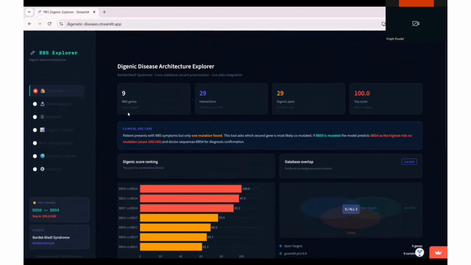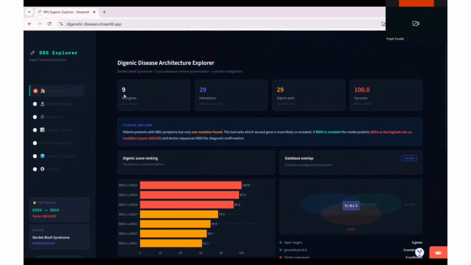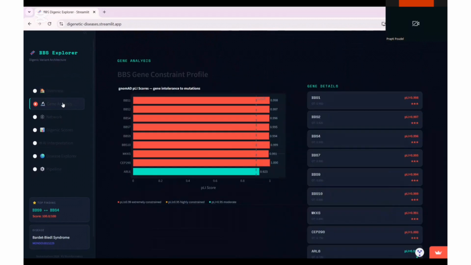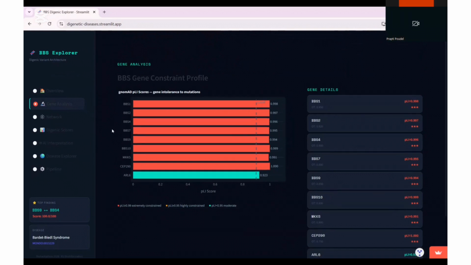Now let us go to a different function of the app, which is the gene analysis. Here, we can see a chart. The chart shows the gnomAD pLI score for each BBS gene, which tells us the probability of being intolerant to loss of function.